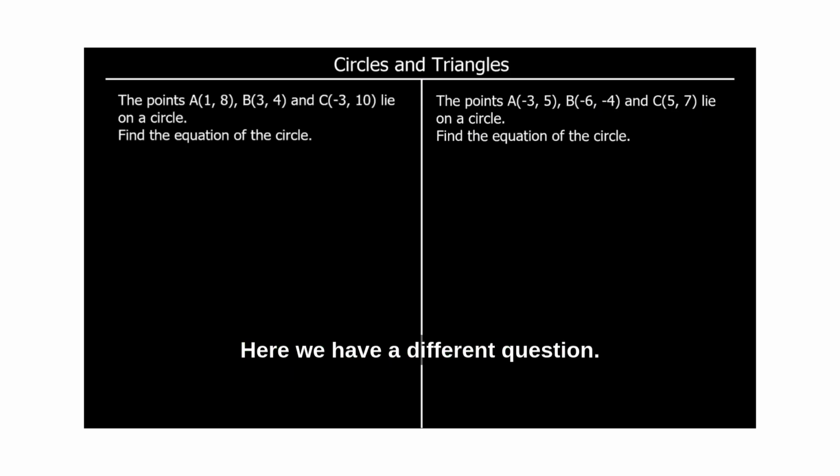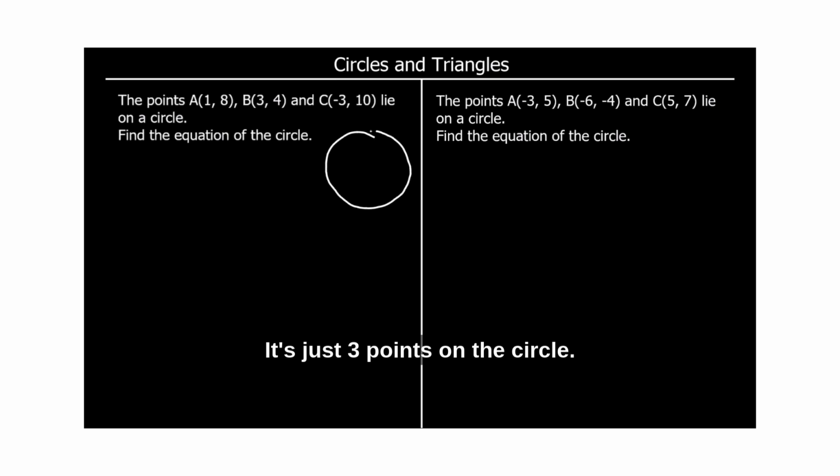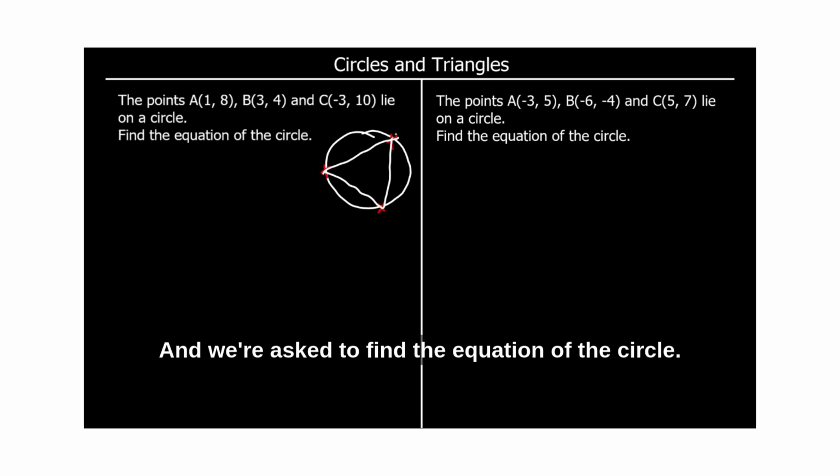Here we have a different question. This time we've got 3 points on a circle, A, B, and C. It's not a right angle triangle this time. It's just 3 points on the circle, so just a non-right angle triangle inside a circle. And we're asked to find the equation of the circle.